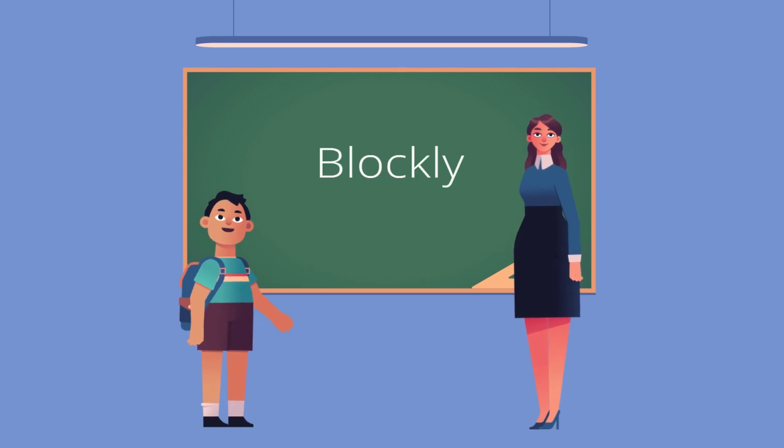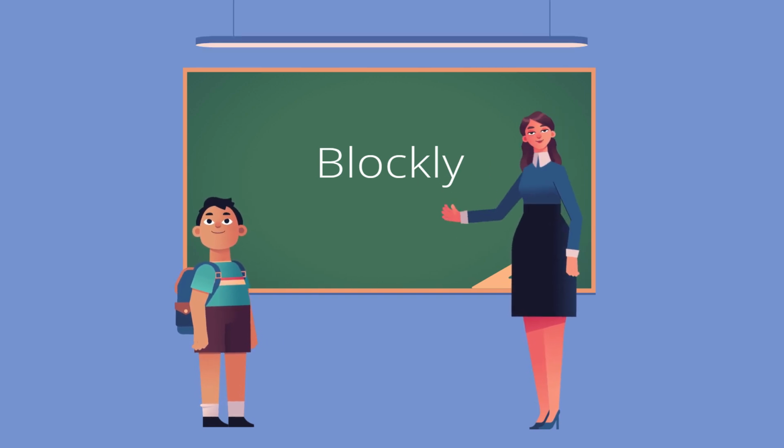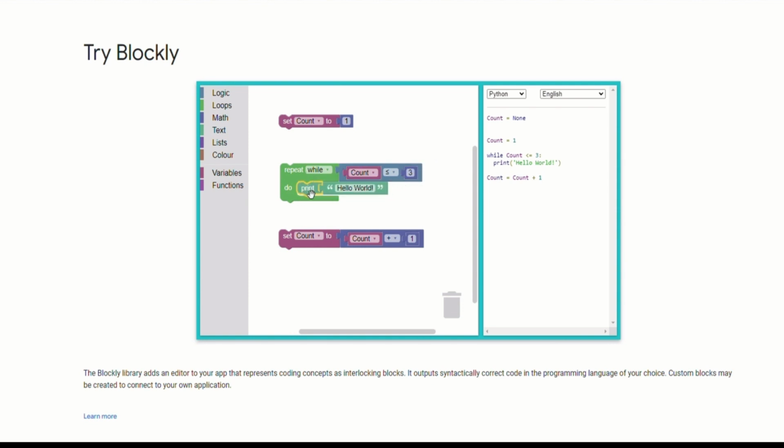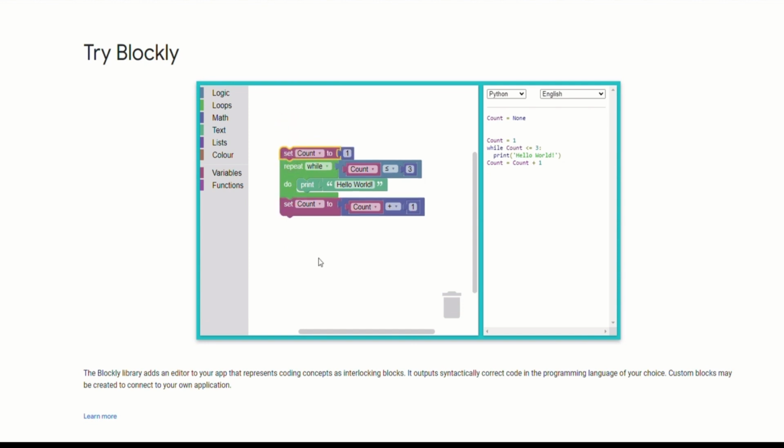That sounds interesting, teacher, but how do these colorful blocks work? Great question. Each block represents a specific command or function. For example, this is the Blockly interface and these are different blocks. To make your computer program, you need to connect the right blocks in the right order. You start with one block, add the next one, and keep going until you've created a set of instructions.